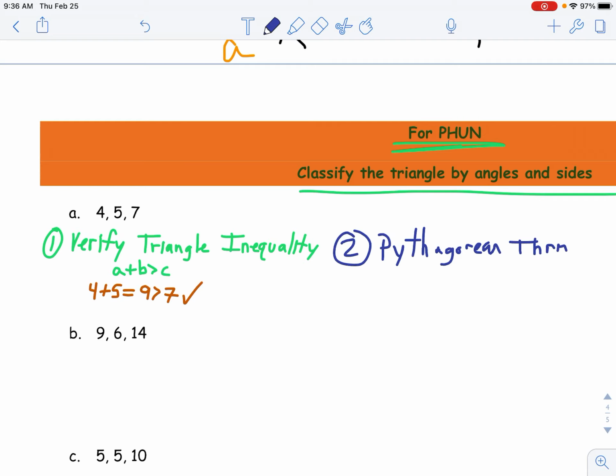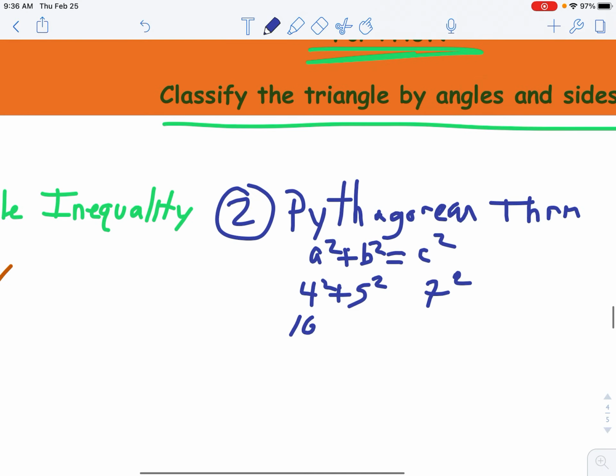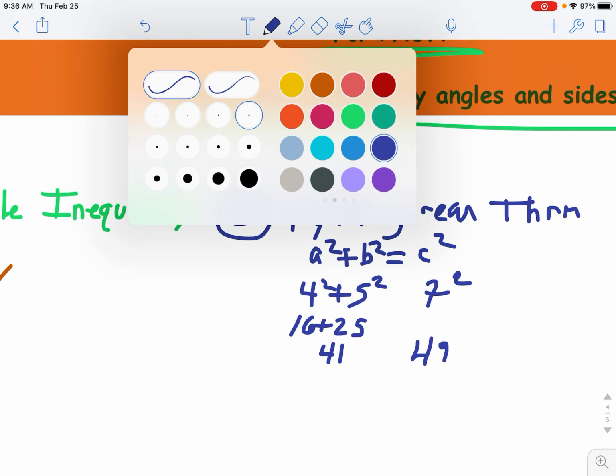All right, so that means we're going to do a squared plus b squared equals c squared. So 4 squared plus 5 squared. Now, I don't want to write equals. I'm just going to write 4 squared, 5 squared, and compare it to 7 squared, and see what happens. So we get 16 plus 25, which equals 41. 7 squared is 49. So it's not equal. Not equal, then it does not make a right triangle, because Pythagorean theorem only works for right triangles.